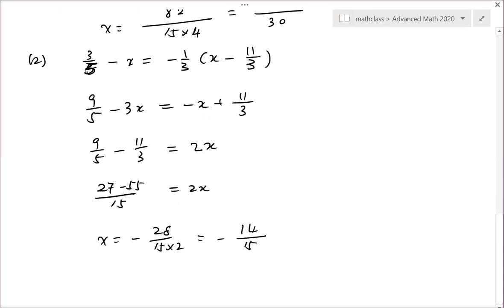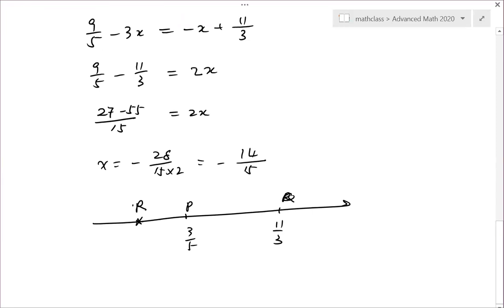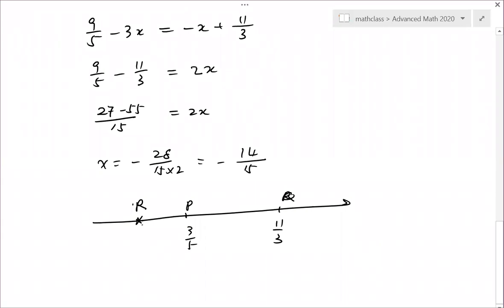So this number is negative, and somewhere here, let me draw the picture why that happens. So this is 3 over 5, 11 over 3. It's P and Q. So there is a number here, R, between P and Q. So this R also satisfies the condition because the distance between P and R is this, and the distance between Q and R is this. So it could still be 1/3 of this. See, so there will be two solutions.